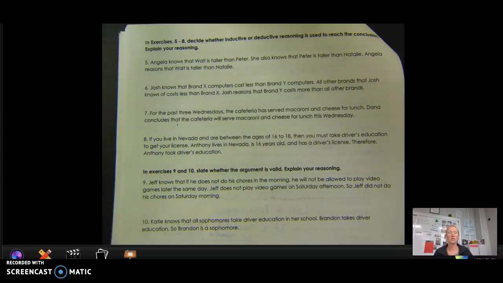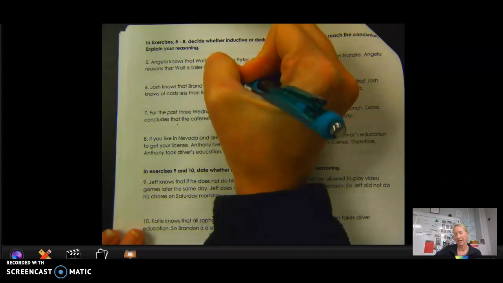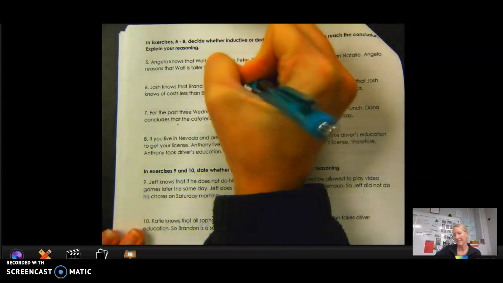Angela knows that Walt is taller than Pete. She also knows that Pete is taller than Natalie. Angela reasons that Walt is taller than Natalie. Well, is that a pattern, or is that rules, clues, and definitions that we know? That would be clues, definitions, and items that we know. So that's deductive reasoning.